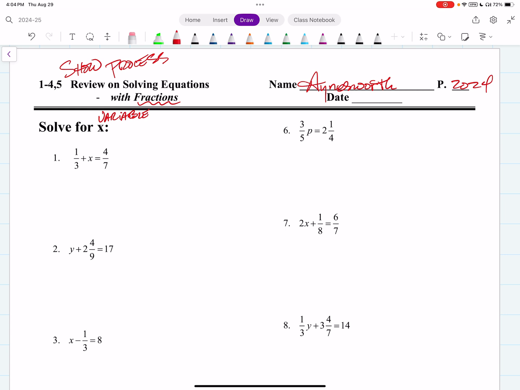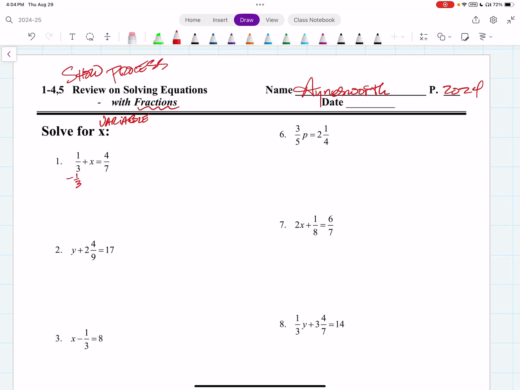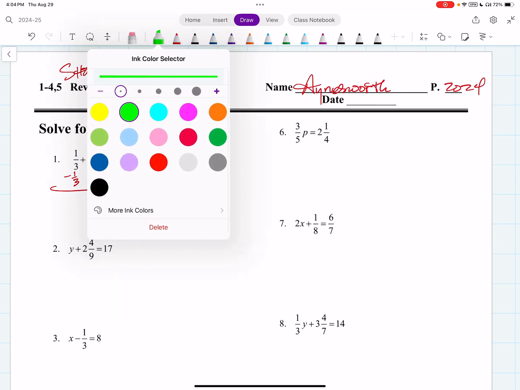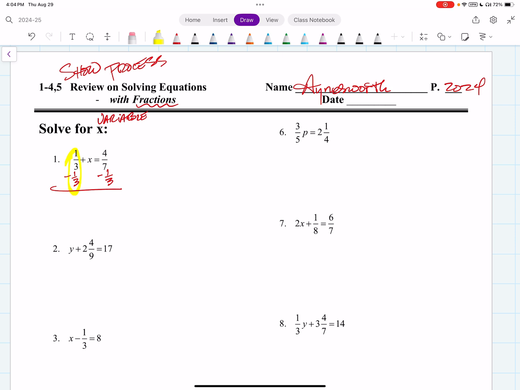I see 1/3 plus x is equal to 4/7 right here, and I'm going to add the opposite, which is a negative 1/3. The opposite of a positive is a negative. Now, you might be thinking, hey, Ainsworth, this looks like subtraction. And you can think of it like subtraction. When you add a third, if you want to cancel that 1/3 out to solve for your variable and isolate that variable, use subtraction. 1/3 minus 1/3 is 0. So this portion here, that's 0. Opposites always combine to 0.